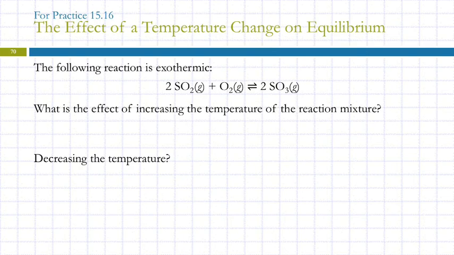So an example, this reaction is exothermic. What's the effect of increasing the temperature of the reaction mixture? Well, what does exothermic mean? Is heat a reactant or a product? It's a product. Exothermic, heat going out. So heat's being produced. So if I increase the temperature, it should shift to the left because I'm adding product. What if I decrease the temperature? Shifts to the right.